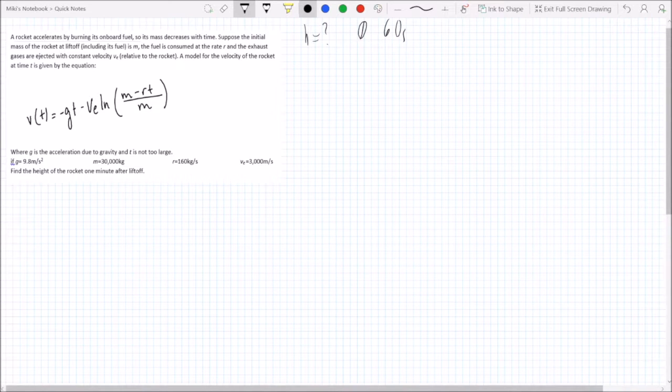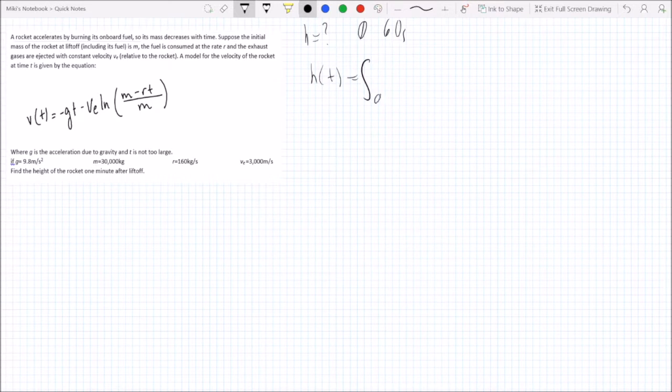So basically, the integral that we're going to set up is that height at time t is equal to the integral from 0 to 60 of negative gt minus ve ln of (m minus rt) over m.